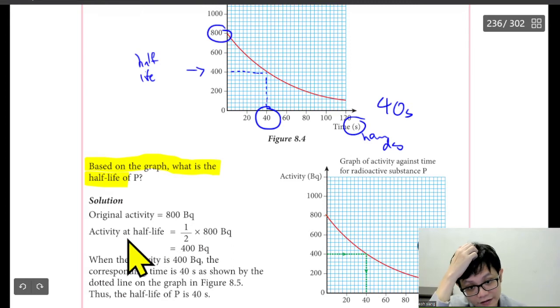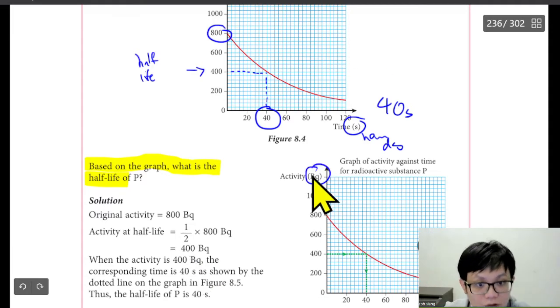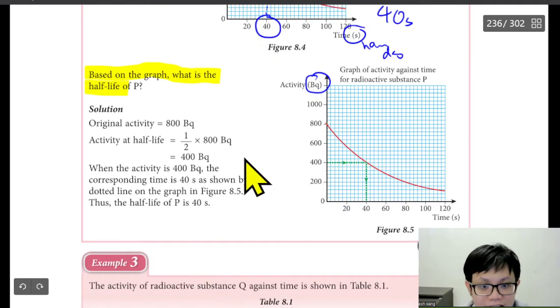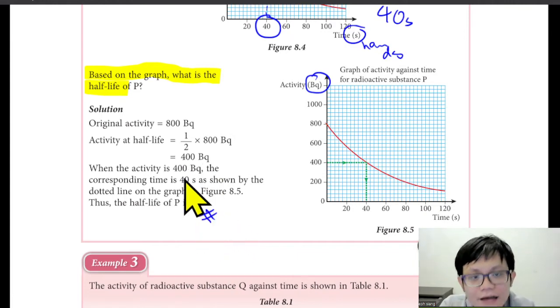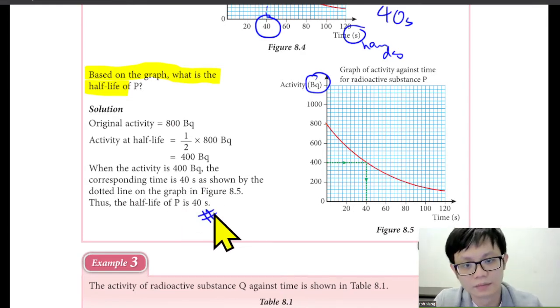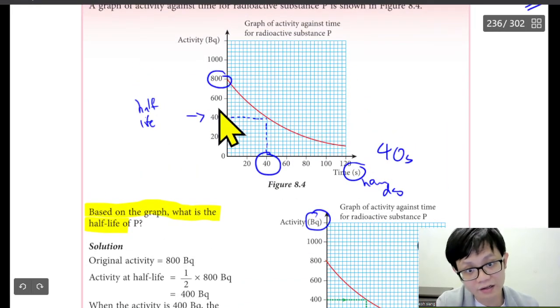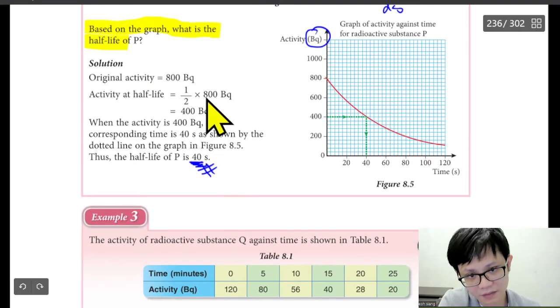Okay, so the activity at half-life is 1/2 times, so you get 400 Bq. 400 Bq is this one, I will say Bq. The corresponding 40 is shown in the graph, so the half-life is 40 seconds. So this is the answer. Why does he make such an easy thing so complicated? I also feel I confuse myself. But the answer he wants is 40. Just use 800 halved, so you get 40. So basically what is the half-life? 40 seconds, easy.